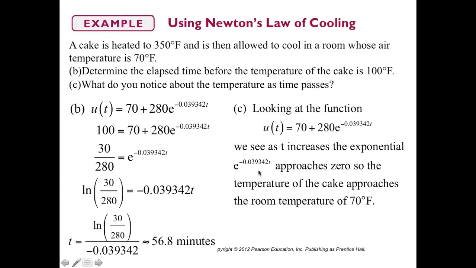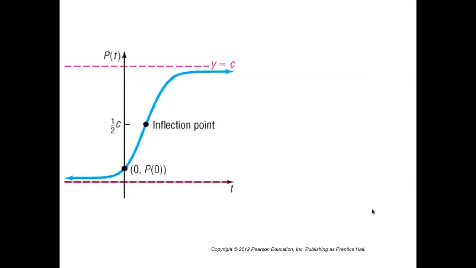300 equals 70 plus 280 e to the 5k. Subtract 70 and divide by 280. So we're left with 230 over 280 equals e to the 5k. Take natural log of both sides since we have a variable in our exponent. So we have natural log of 230 over 280 equals 5k. That reduces to 23 over 28, and then we divide by 5, or multiply by 1/5 as they've done here, and we get negative 0.039342. So that gives us our k.